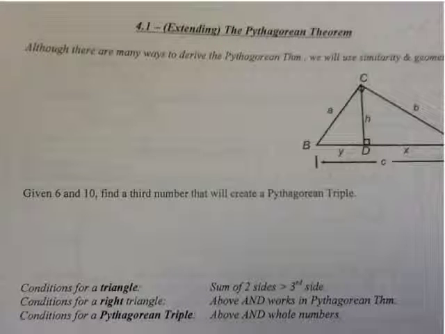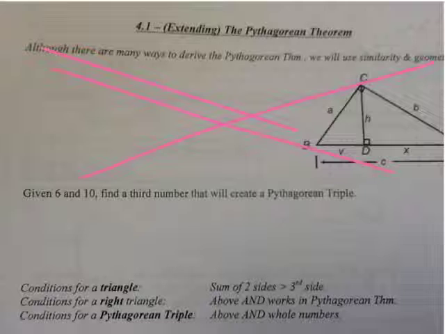In this video, we're going to ignore this top portion. We're going to take a look at the bottom half of that part of your notes. It says, given 6 and 10, find a third number that creates a Pythagorean triple. Well, in order for it to be a Pythagorean triple, if you look just below that, it has to be a triangle. We know that because it told us it was. And then the numbers have to be whole numbers.